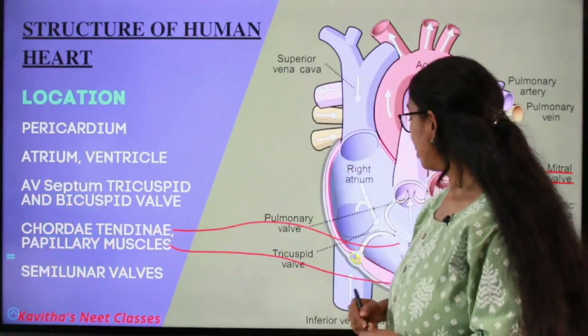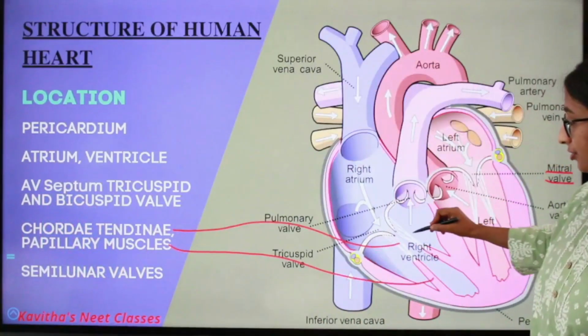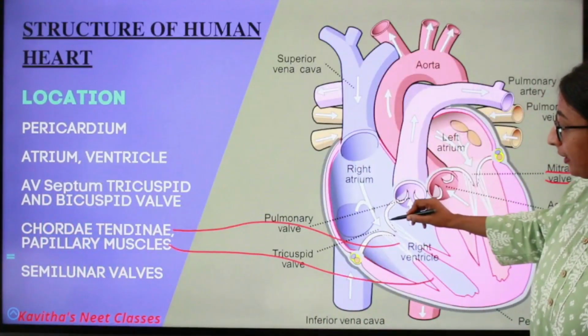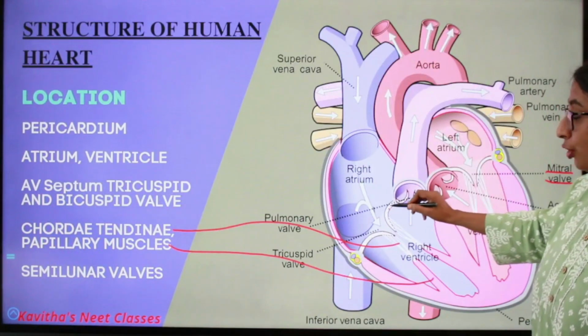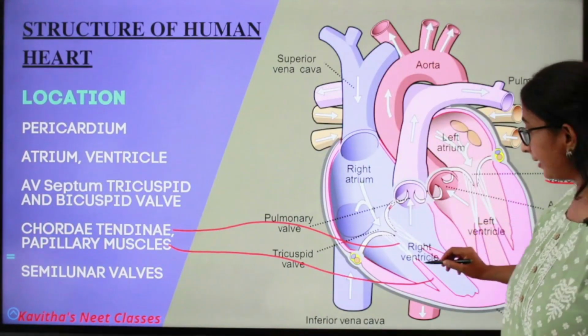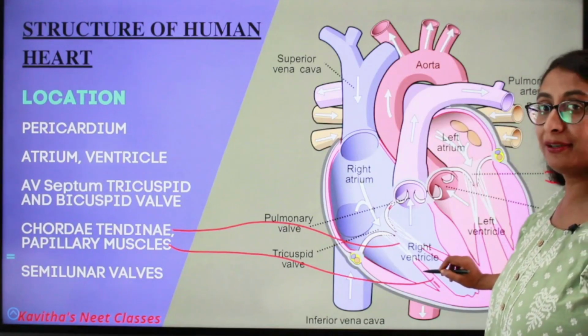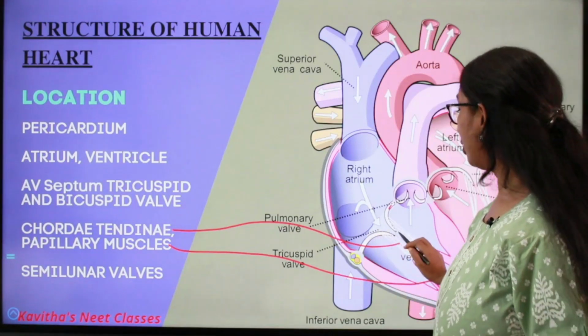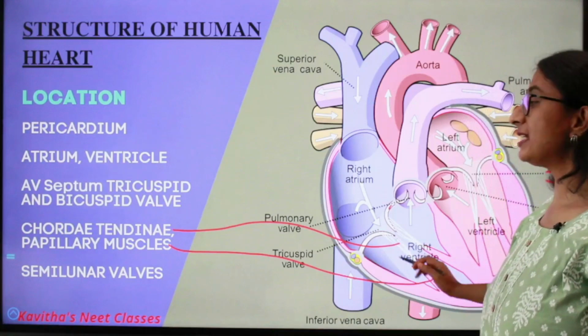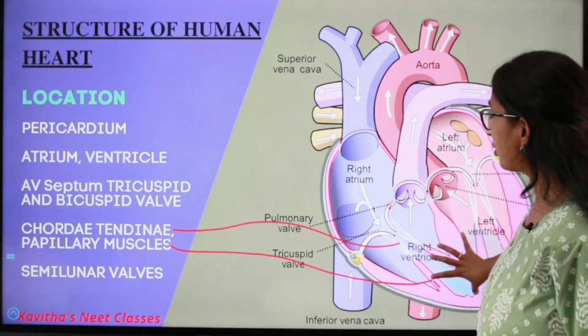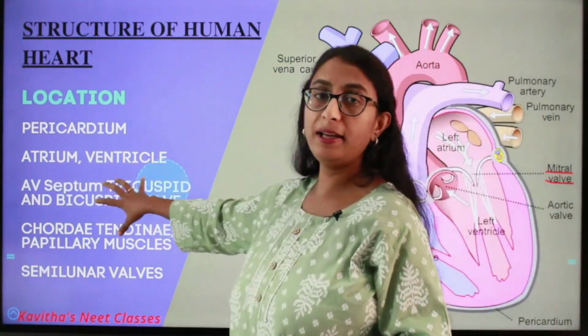So the fibrous cord-like structures which attach on one end to the bicuspid or the tricuspid valve, and on the other end attach to these muscular structures called papillary muscles. So this is called chordae tendineae and this is called papillary muscle. What is the function of the chordae tendineae?